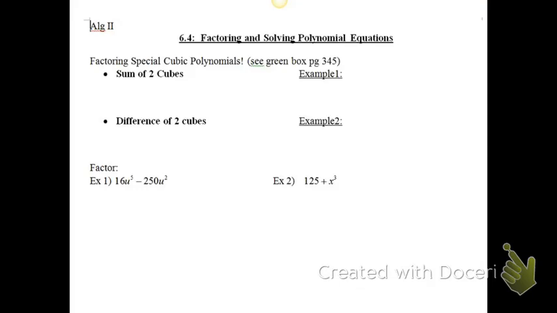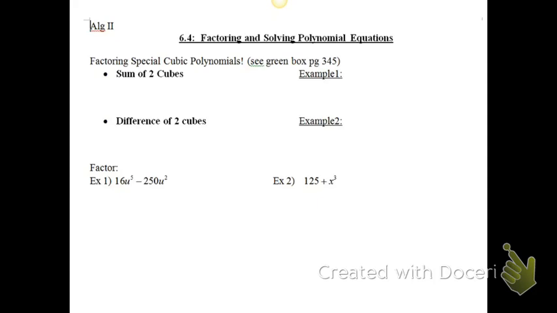In this video we're going to look at factoring and solving polynomial equations. We're going to use a lot of what we already know about factoring from chapter 5 to help us in this section, but we're also going to need to know two special patterns for cubic polynomials. And these can be easy if you know the formula and you know how to apply it. If you don't remember the formula, then it's going to be very, very tricky and you're probably going to have a hard time factoring these.